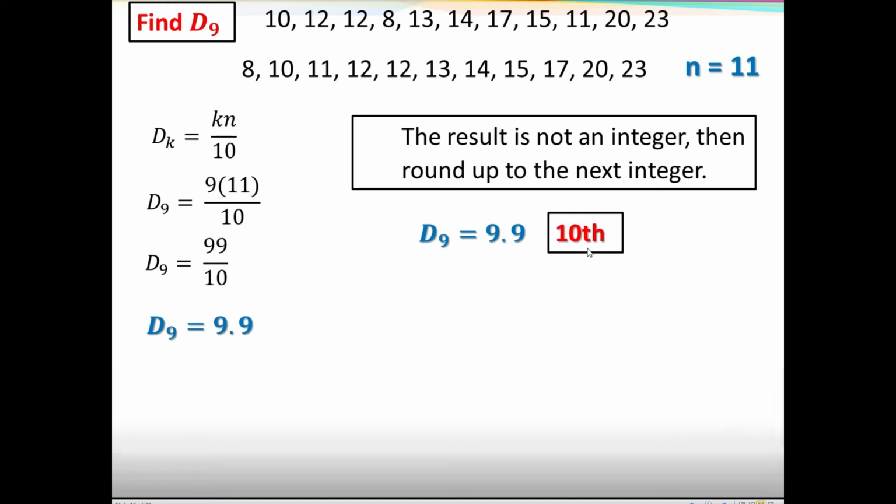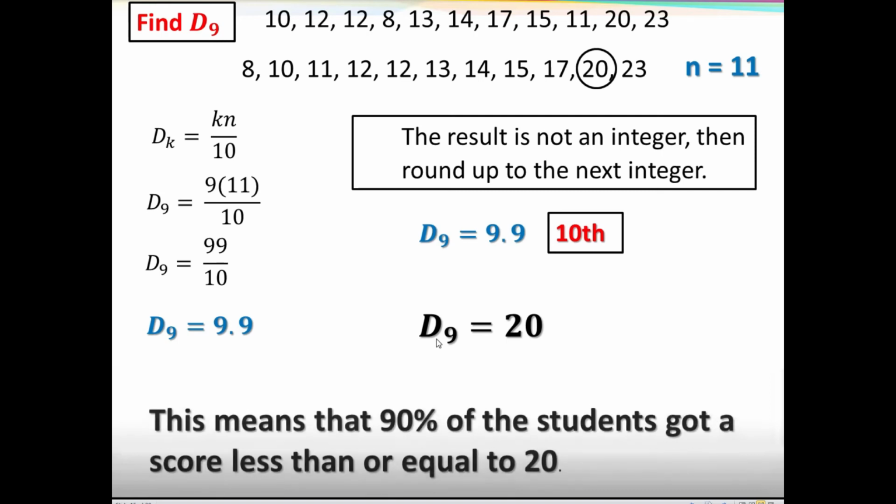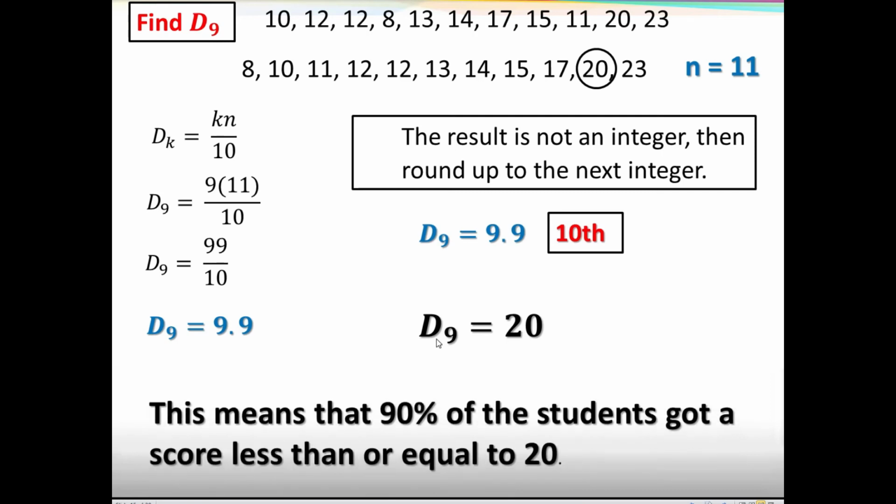Now let's look for the 10th data in our entries. 1, 2, 3, 4, 5, 6, 7, 8, 9, 10. This is our 10th data. Therefore, D sub 9 is equal to 20. D sub 9 means the 9th decile, or the 90% of the data. So this means that 90% of the students got a score less than or equal to 20.